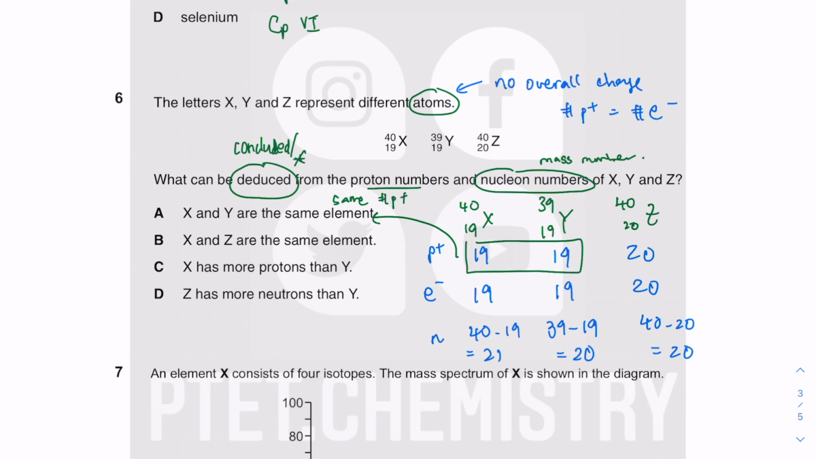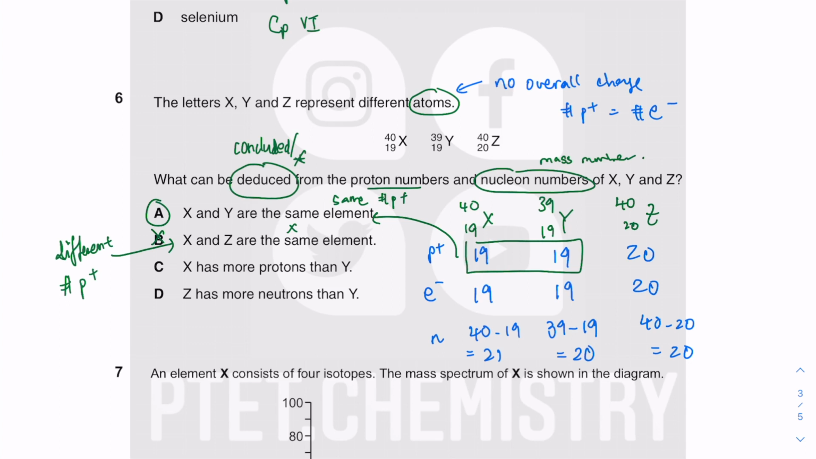So I can tell you they are the same element. X and Z are the same element? Nope. Because different number of protons. Of course, you have to spell out the number. Okay, I use the hash sign to represent number because I can abbreviate in my explanation.